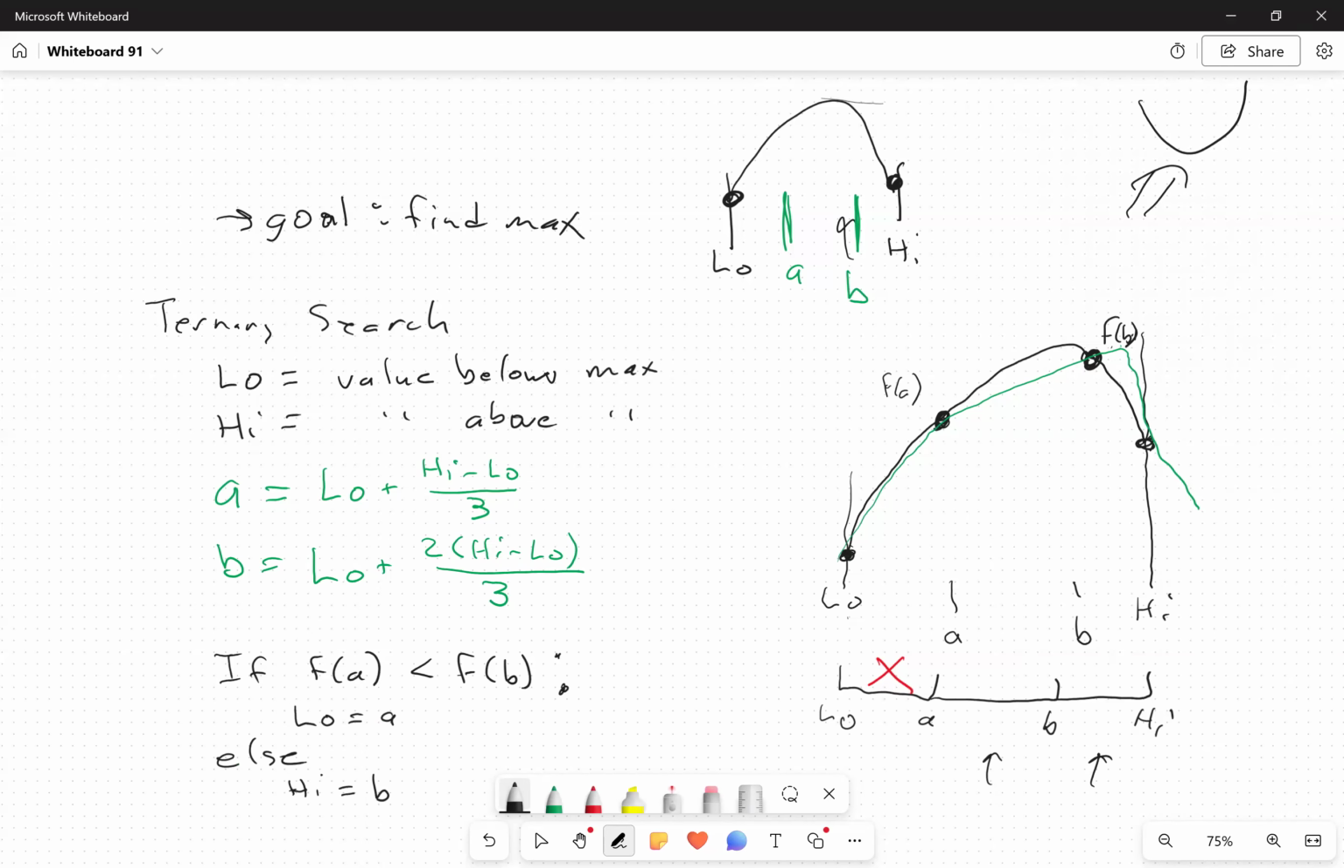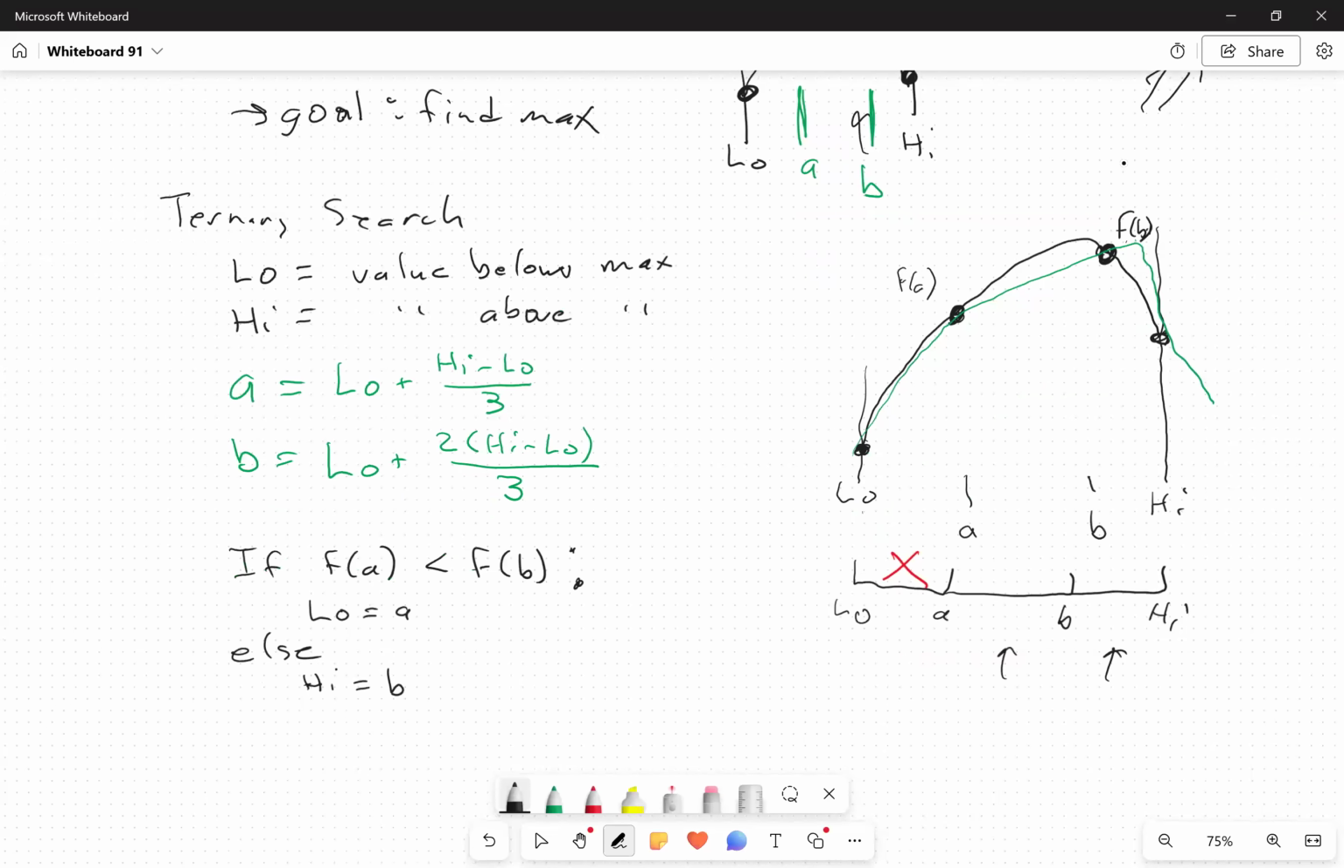Notice what we do, and we're going to just repeat this. We're going to repeat this whole thing here. Calculate a new A and B for the new low and high, and we repeat until high minus low is less than epsilon. So when you get the high and the low value close enough together, you say, I found my maximum point. That's where my max is going to be. So very simple operation.